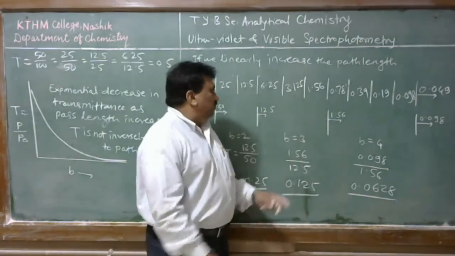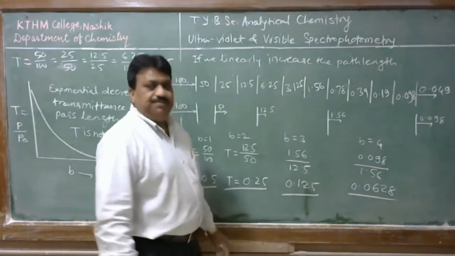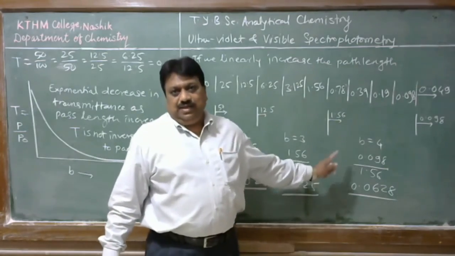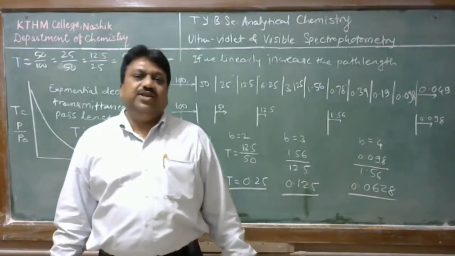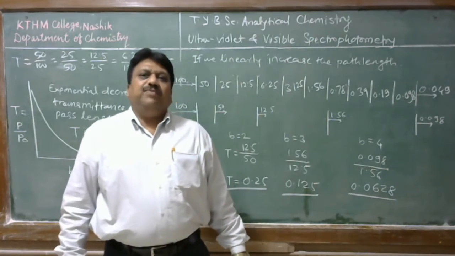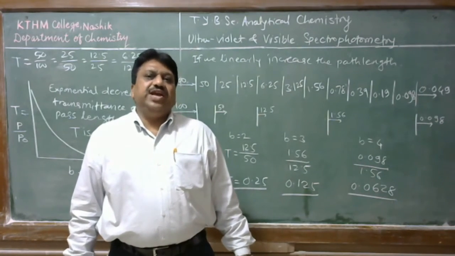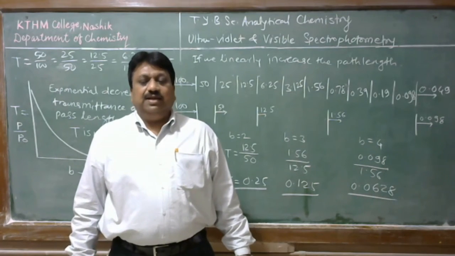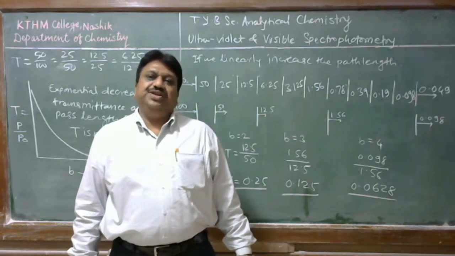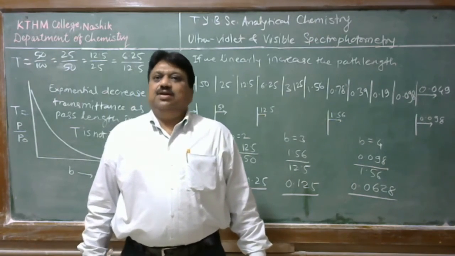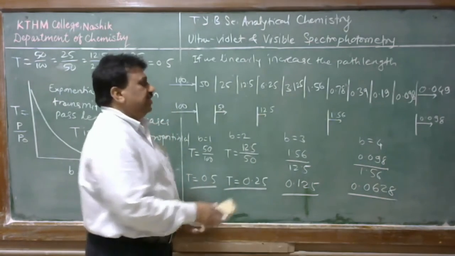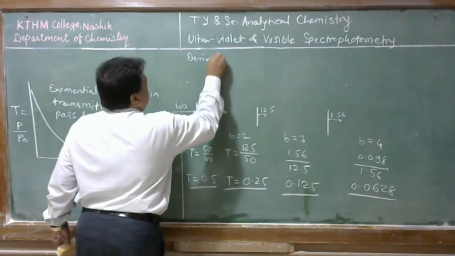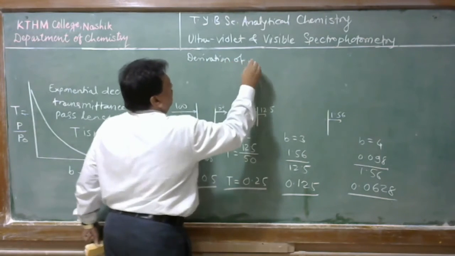And mathematically, we can have this relationship and we can now obtain that in the equation, and that is we derive the Lambert's law. Therefore, here we find that transmittance of each layer is identical, but if we increase the path length linearly, then we observe the exponential decrease in transmittance. Student, now we derive the equation for Lambert's derivation of Lambert's law.